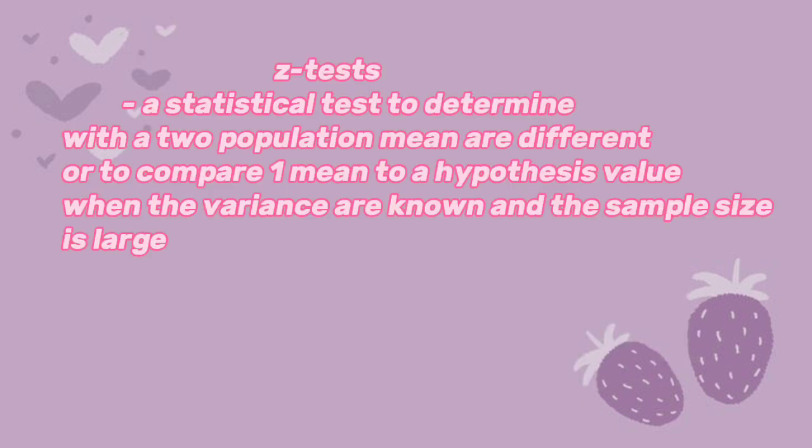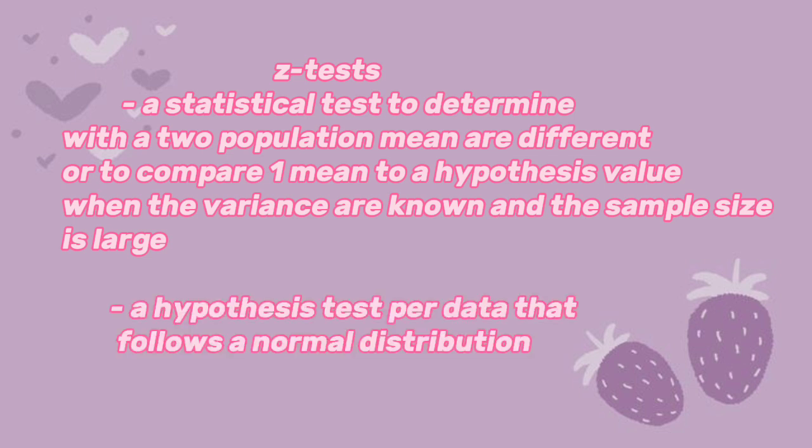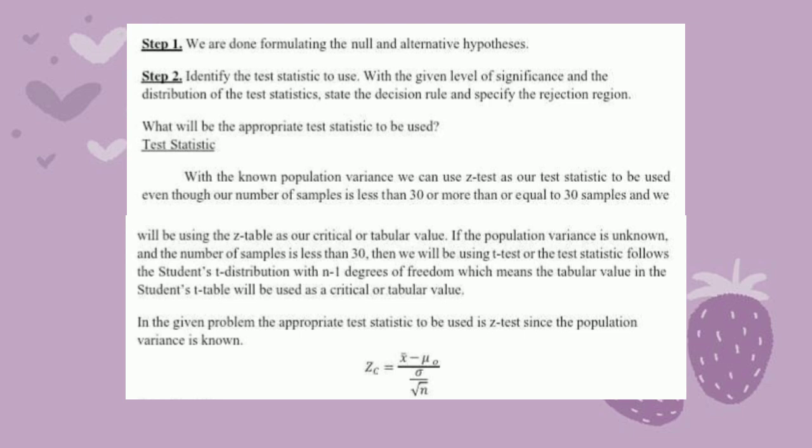What is a z-test, by the way? A z-test is a statistical test to determine whether two population means are different, or to compare one mean to a hypothesized value, when the variances are known and the sample size is large. A z-test is a hypothesis test for data that follows a normal distribution. Back to what I was saying earlier, we will be using the z-test for the test statistic. We will be using the z-table as our critical or tabular value.